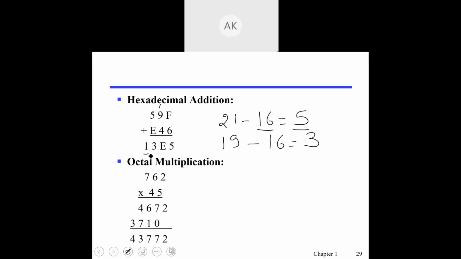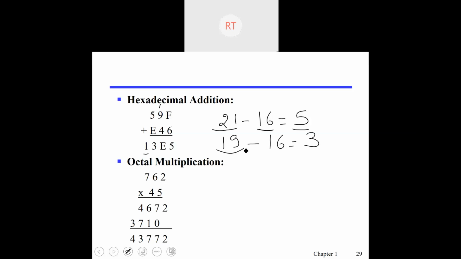Doctor, first, 21 minus 16 gave us 5, yes, we wrote the 5 and made a carry 1. But it doesn't matter that F is 15. You check the total. Your total is 21. You subtract from it 16. Check here. Your total is 19. You also subtract from it 16. So whatever the total is, you always subtract 16 from it because we are working in hexadecimal. If you were working in octal, you would subtract 8. Okay?